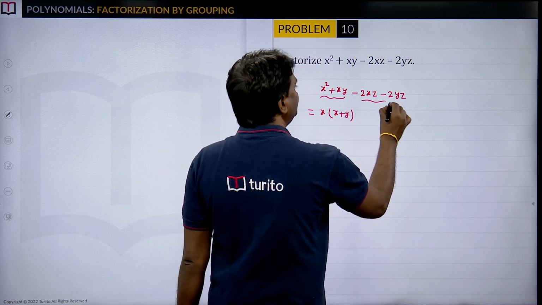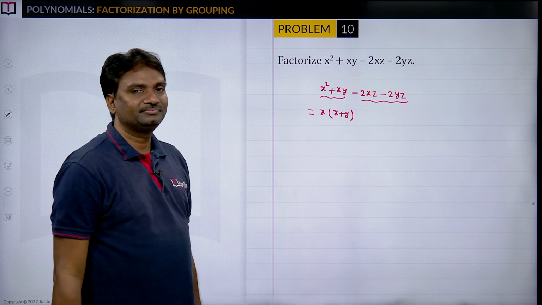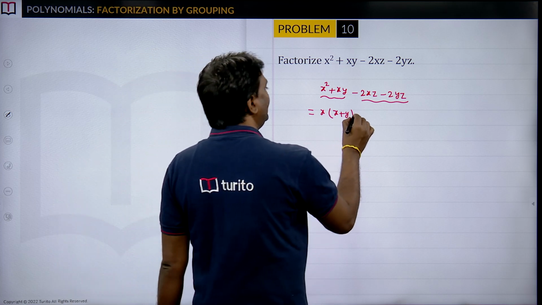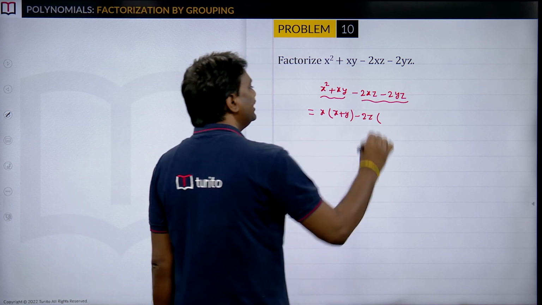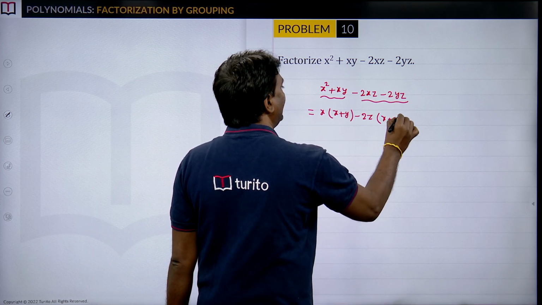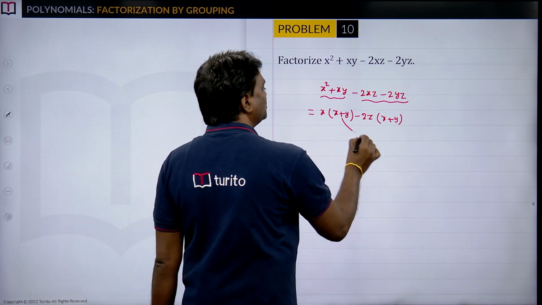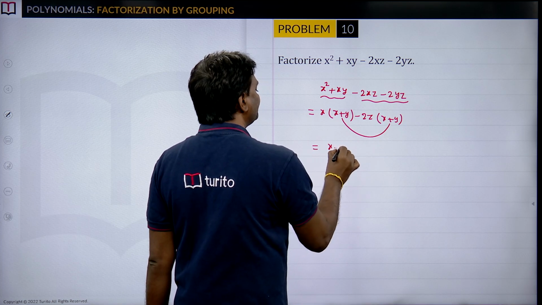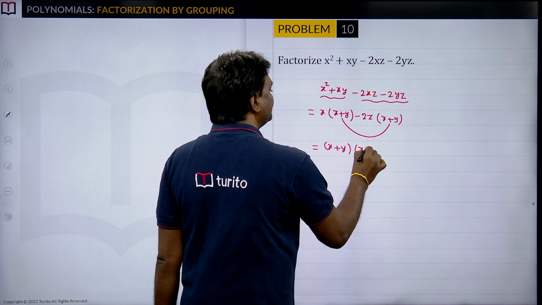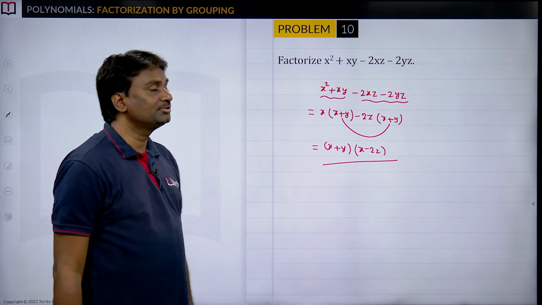From minus 2xz minus 2yz, we can take minus 2z as common. By taking minus 2z as common, here we have x, here we have y, so that is x plus y. In the first term also we have x plus y. That is why by taking this x plus y as common, we have x minus 2z. So, x plus y into x minus 2z.